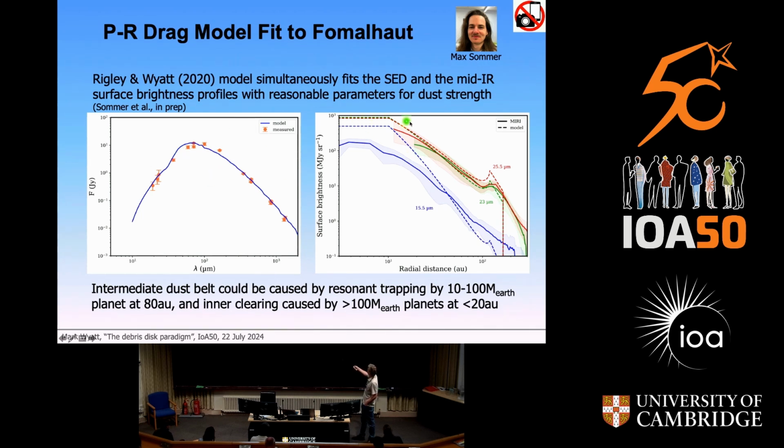This is the SED of the system. This is the surface brightness of the disk as a function of distance. We can explain all of this dust that's in the inner regions by dust that's getting dragged in by Poynting-Robertson drag. And then you can also explain the intermediate belt if there are planets in the middle of the system at about 80 AU that are trapping dust into resonances as they go past. And you can explain the fact that there's an absence of dust within 20 AU if there are giant planets within there that are ejecting the dust as well.